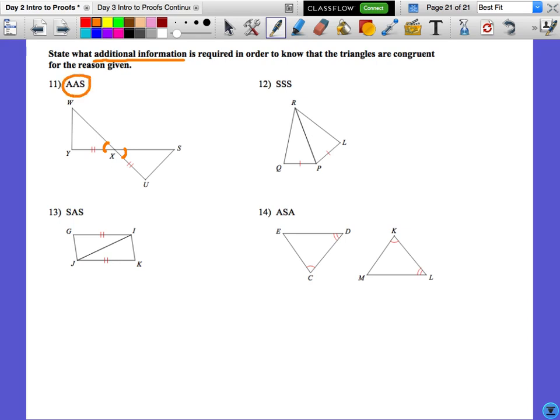What they want me to use is angle, angle, side. So they want to know what other information would you need to make that happen. Well, I would need this angle to be congruent to this one. So I would need angle W to be congruent to angle S.